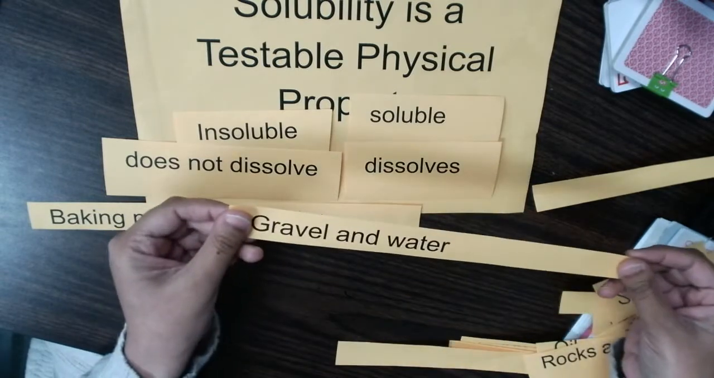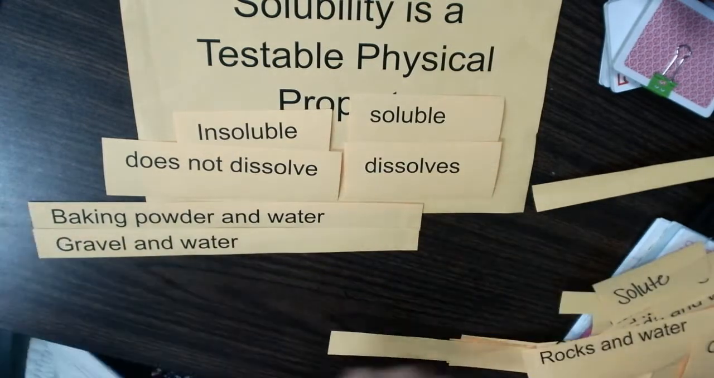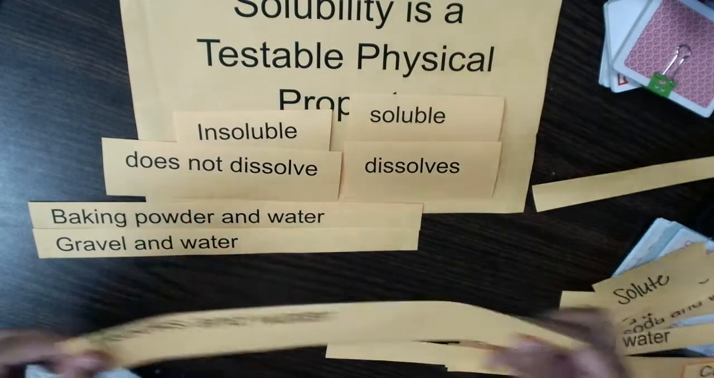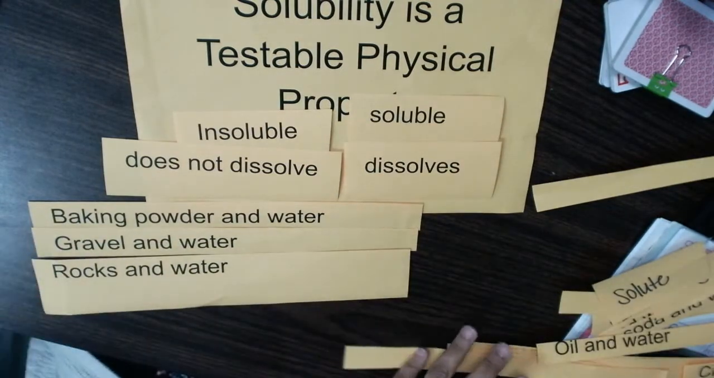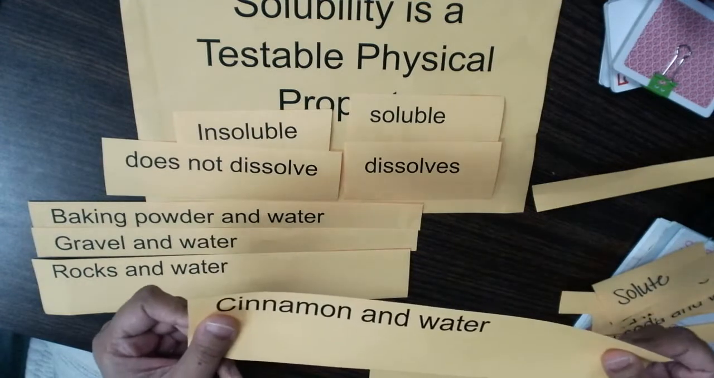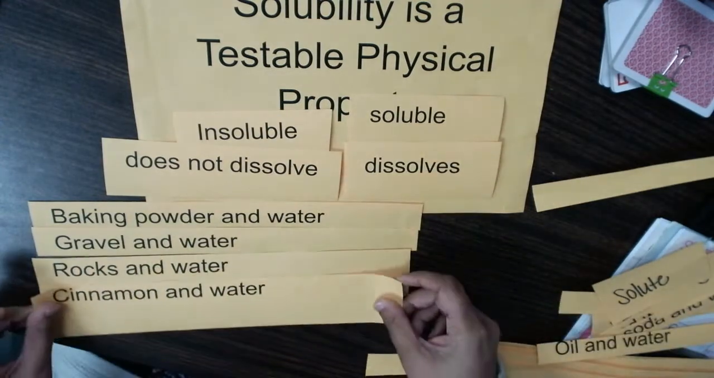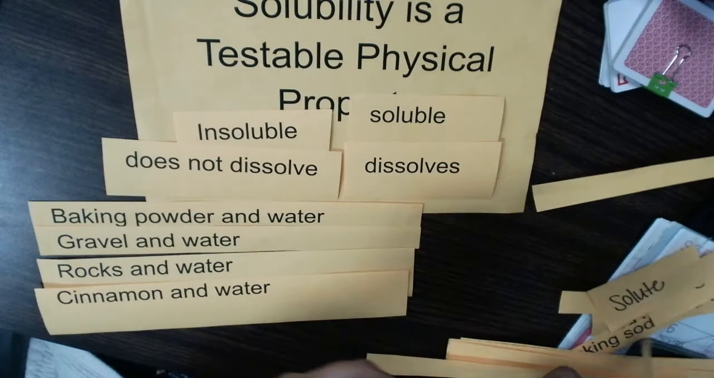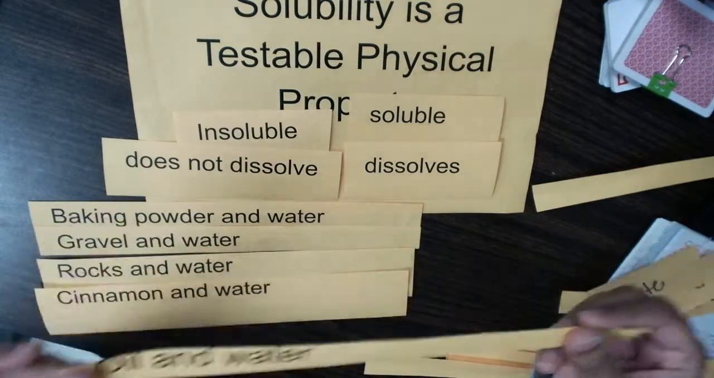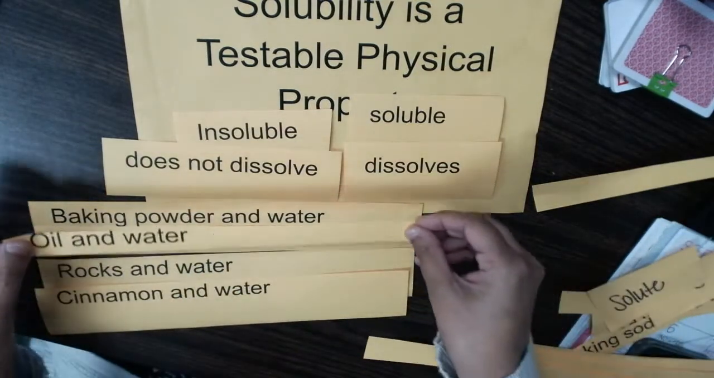I have gravel in water. That doesn't dissolve because it goes to the bottom. Rocks in water. Rocks go to the bottom because it's more dense than water. Cinnamon in water. Cinnamon goes to the top, which means it's less dense than water. Oil in water. Oil goes to the top, which means it's less dense than water.